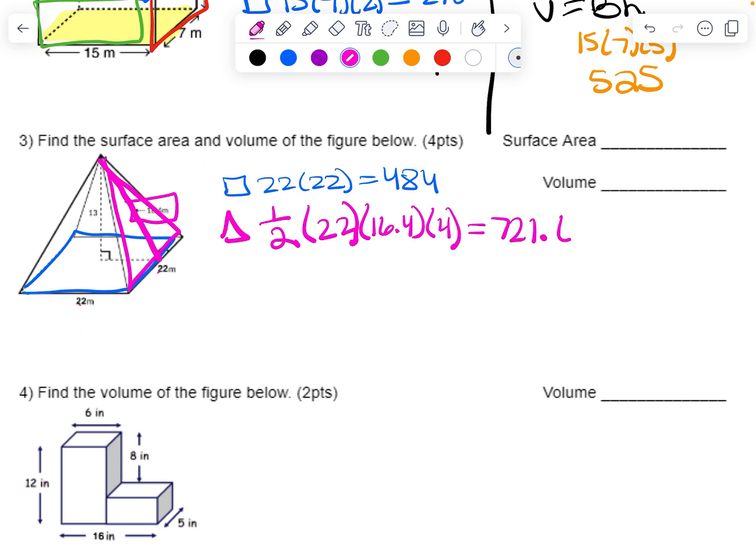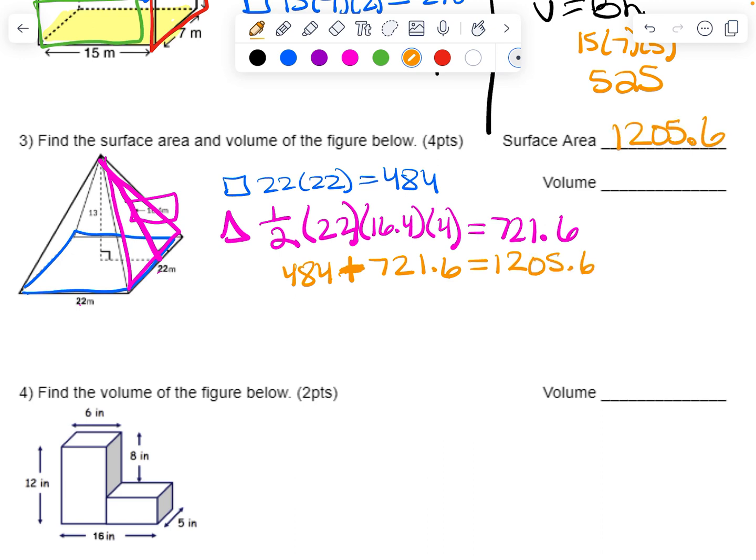And the volume of a pyramid is 1/3 the area of the base times the height. I know they have the base already is 484 because I put that out right here, 22 times 22. The height is given to us, 13.